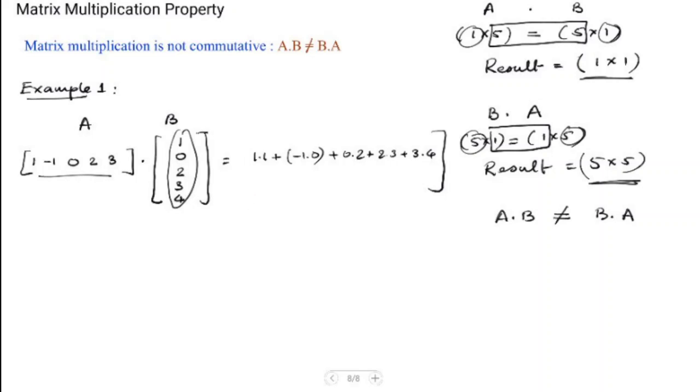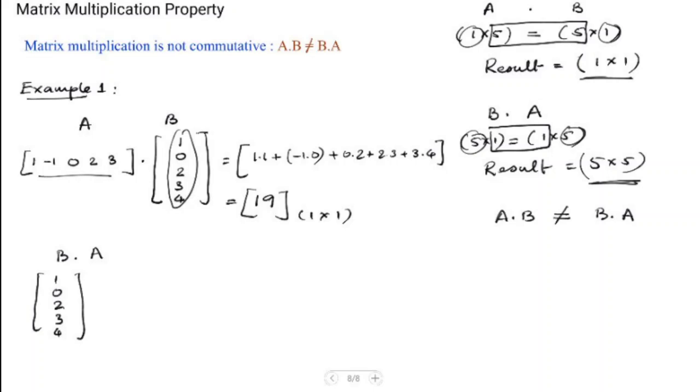I'll make these smaller so I can fit in the answer here. So this is equal to 19. That's one element, right? So that's a 1 row times 1 column matrix. Now if you make it the other way around, that is B times A, you will have here 1, 0, 2, 3, 4 times the matrix A, which is 1, minus 1, 0, 2, 3.